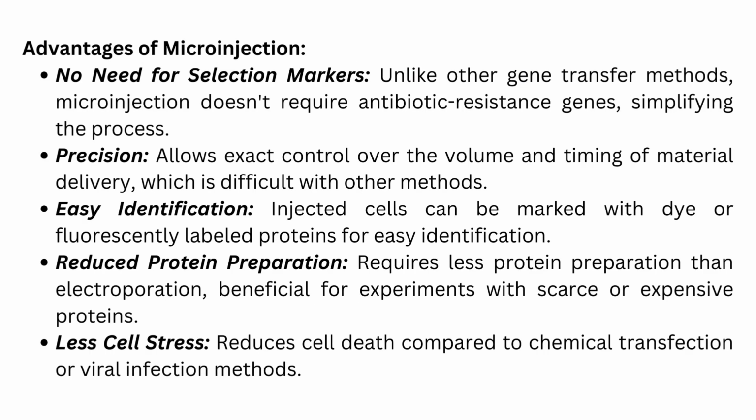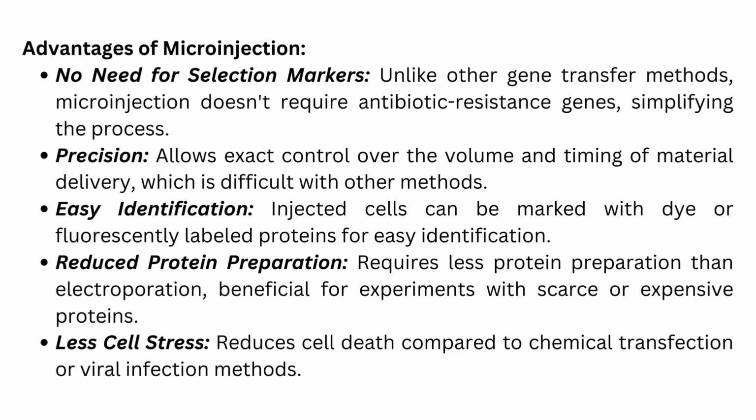Advantages of microinjection. No need for selection markers. Unlike other gene transfer methods, microinjection doesn't require antibiotic resistance genes, simplifying the process. Precision allows exact control over the volume and timing of material delivery, which is difficult with other methods. Easy identification. Injected cells can be marked with dye or fluorescently labeled proteins for easy identification.